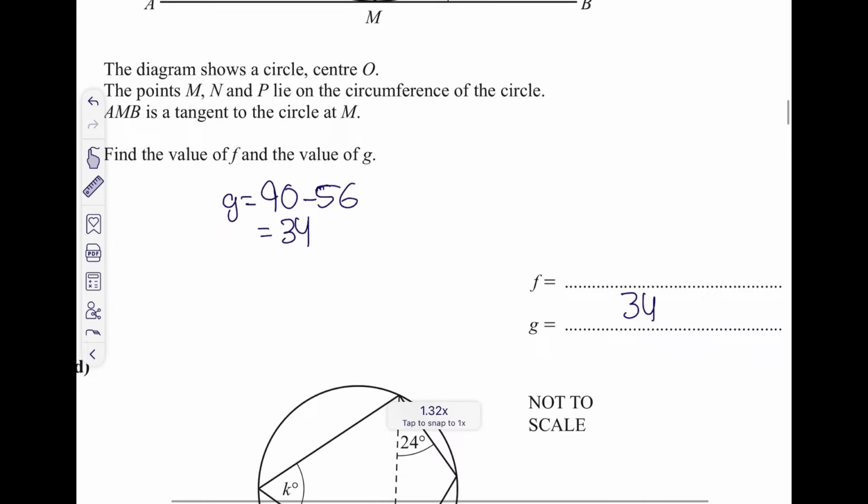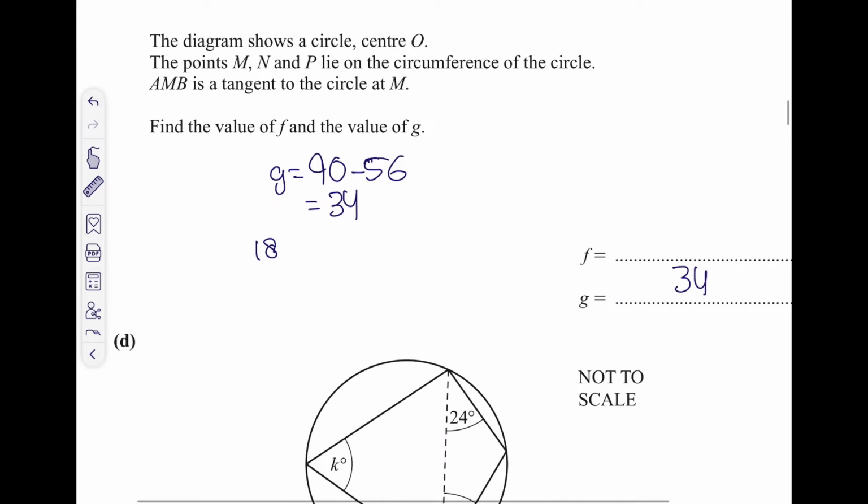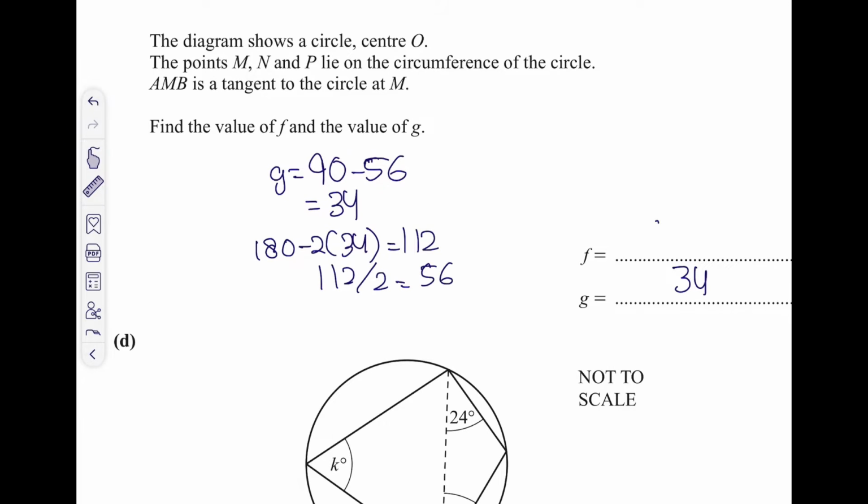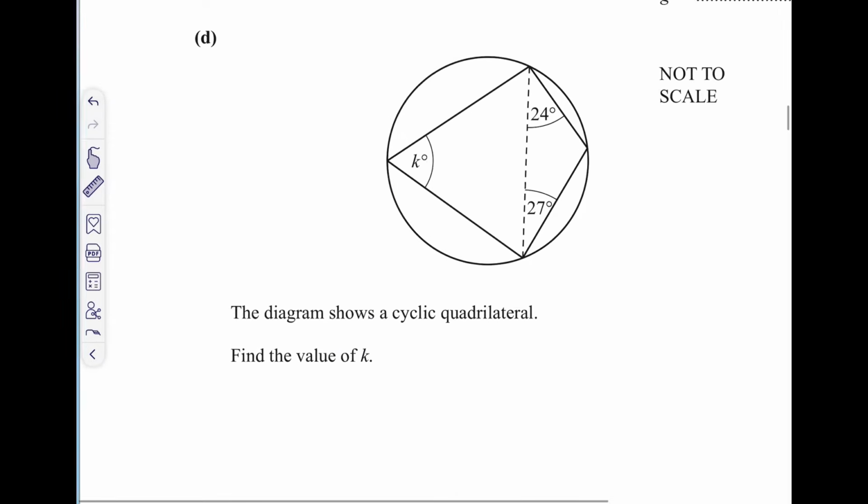To write the working for this, you basically write 180 minus 2 times 34. That is going to give you 112. Now 112 divided by 2 is going to give you 56, and G is 34.